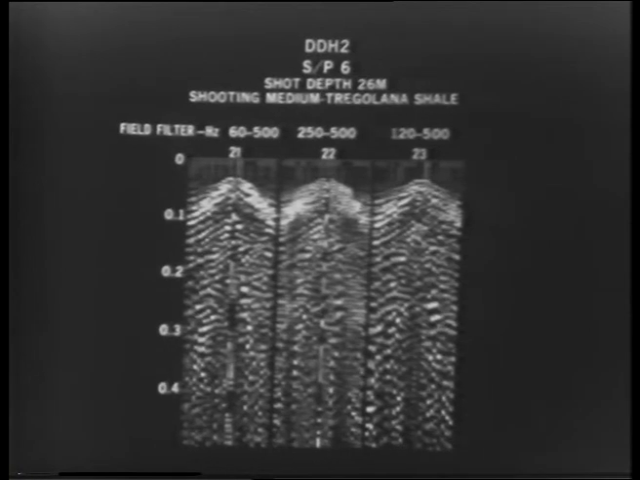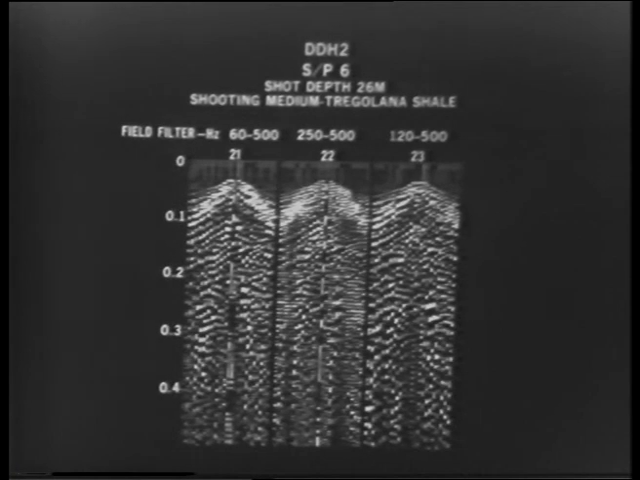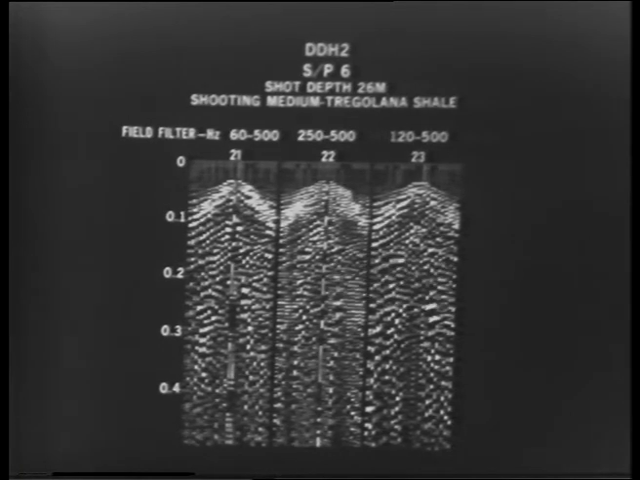So I'll try to focus that a little bit. That's better. Reflections appear in the middle one, which is the 250 Hz low cut, as almost flat line bands across here. They are somewhat in evidence when you use 120 Hz low cut, but if you go to a 60 Hz low cut, it's very, very hard to see them.